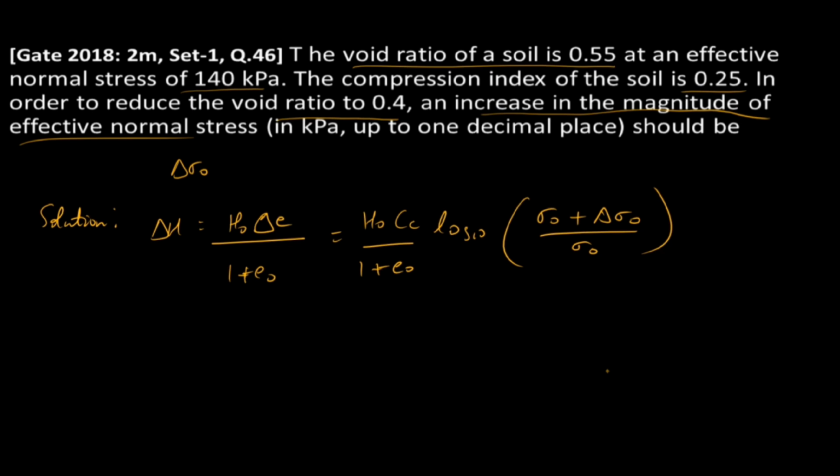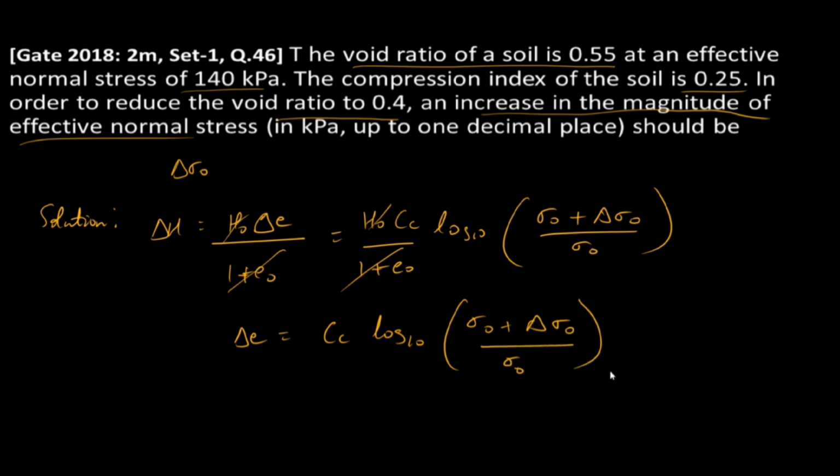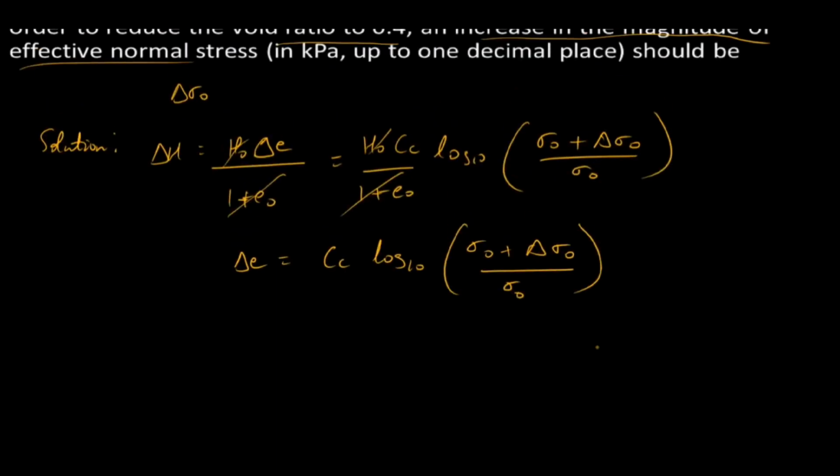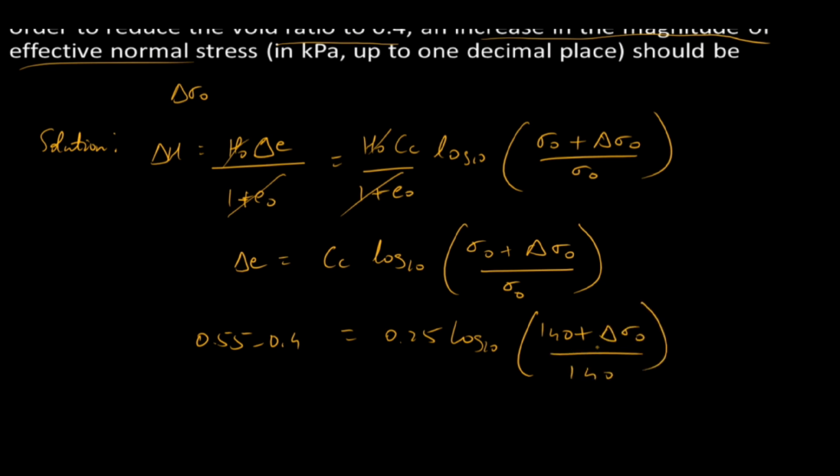So here itself we can cancel out 1 plus E naught and H naught and H naught. So we got delta E will be equal to Cc log 10 of sigma naught plus delta sigma naught divided by sigma naught. So delta E will be nothing but 0.55 minus 0.4, that is equal to Cc, which is 0.25, log 10 of sigma naught, which is 140, plus delta sigma naught divided by 140.